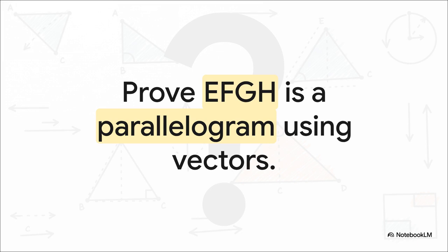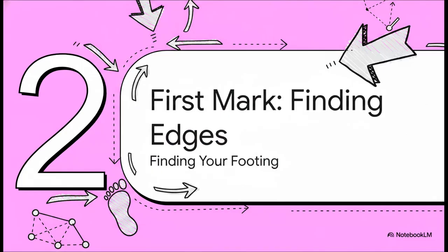Well, we have to prove, strictly using vectors, that connecting those 4 midpoints, E, F, G, and H, creates a perfect parallelogram. I know, it sounds like a lot. But remember, every midpoint effectively cuts a side exactly in half. And honestly, that's your secret key to unlocking this whole puzzle. Moving on to the next section.